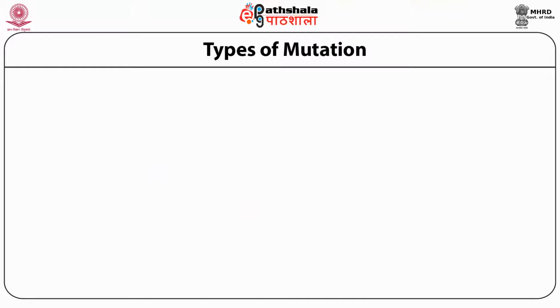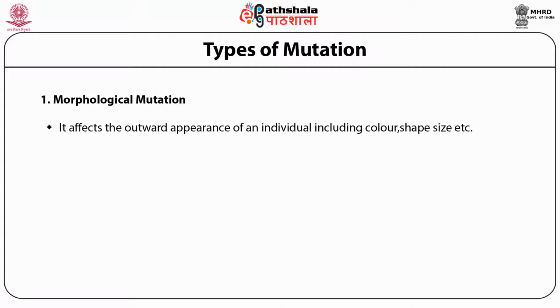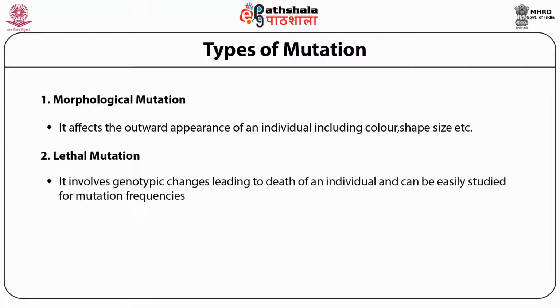Let's see what exactly morphological mutations are. Morphological mutation affects the outward appearance of an individual, including color, shape, size, etc. For example, the occurrence of albinism in man is an example of morphological mutation. Lethal mutations are also known as deleterious mutations. They are any sudden change in the genetic material leading to the death of the individual.